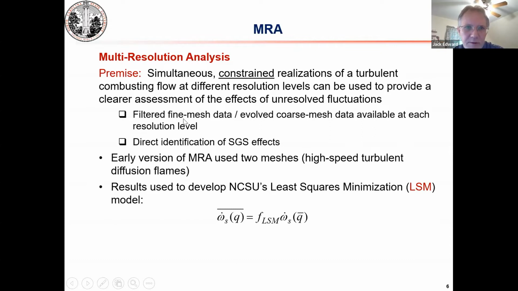So you have lots of data. You've got filtered fine mesh data. You've got evolved coarse mesh data available at each resolution level. And by using some statistical analysis tools that I'll discuss in a little bit, you can identify some of the SGS effects and how they operate with mesh scale. The early version that we came up with used two grids, and it was devoted towards studying high-speed turbulent diffusion flames for scramjet type purposes. And we used that to develop a model which I'll call least squares minimization, or LSM, which I'll discuss in a little bit. I'm going to show you some examples of that model.